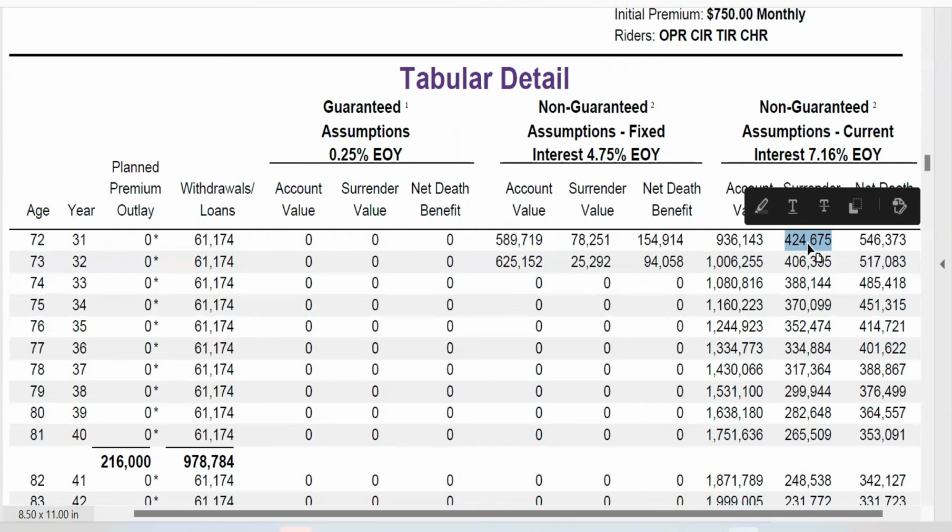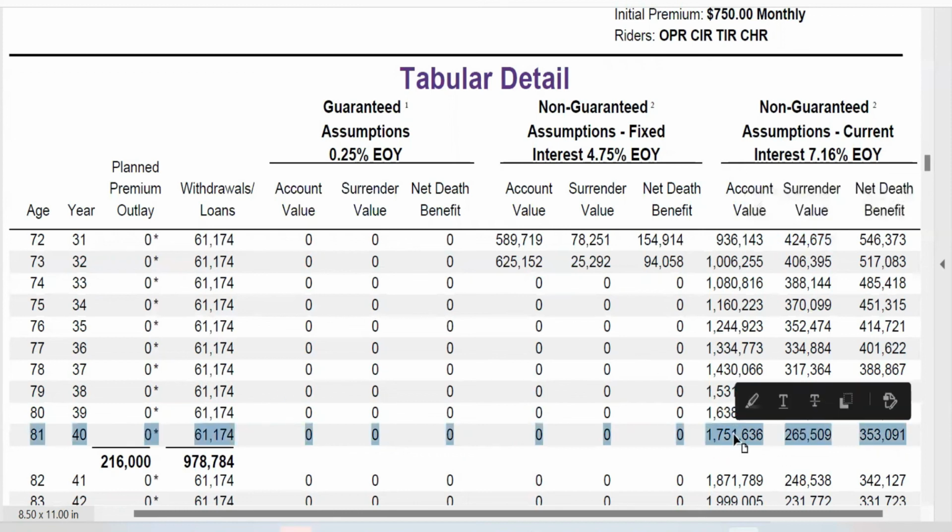Should you pass away, what will happen is that they will just subtract what you've taken and give the balance to your family. That is why you see right here an account value of this, but this is only what your family can go home with, because you have borrowed quite a huge sum of it.